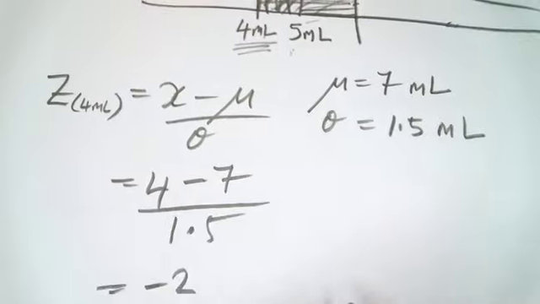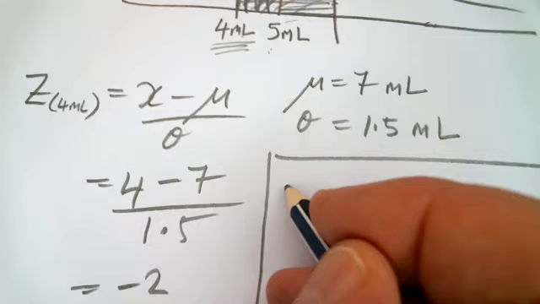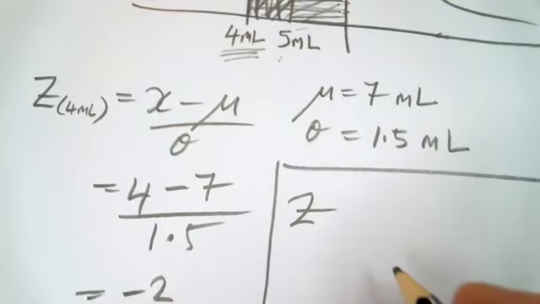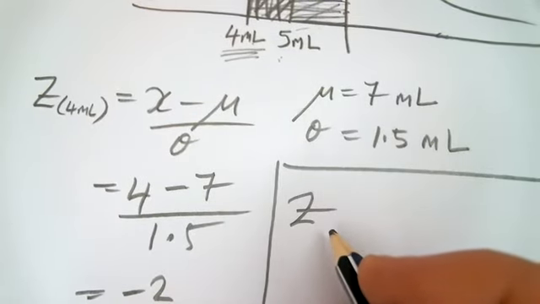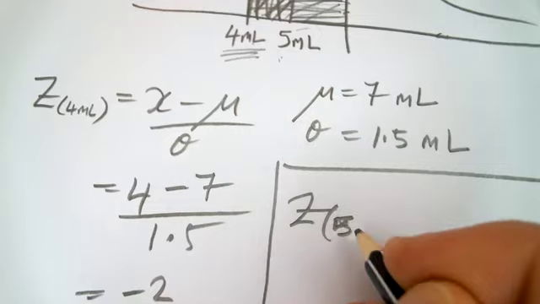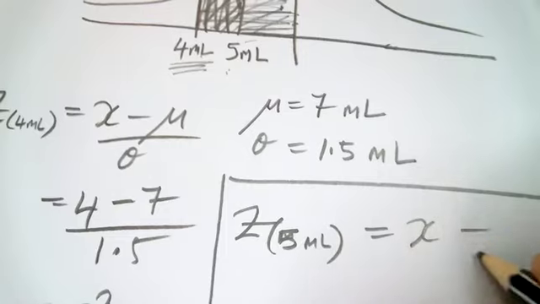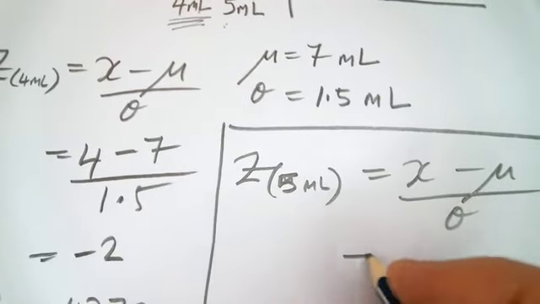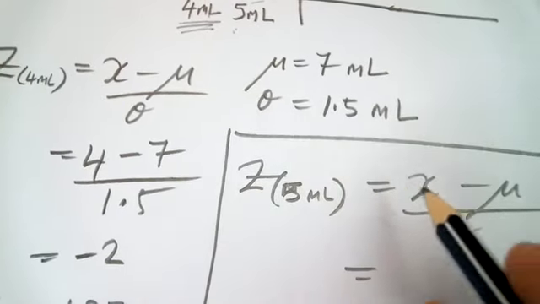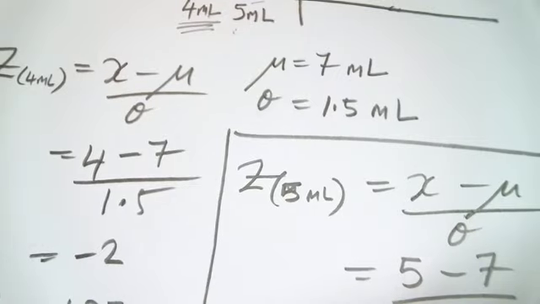All right, let's do the second one. I'm going to create a little bit of a gap here. So let's find the Z value based on 5 milliliters. When I've found the 5, I'm going to subtract that from the value I got for 4. So here's my 5 milliliters. And that is going to be X, of course, minus mu over sigma. Our X value is going to be 5 minus the mean, which is 7, over sigma, which is 1.5.